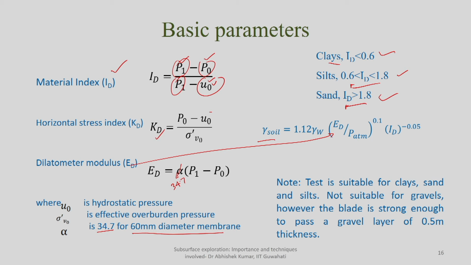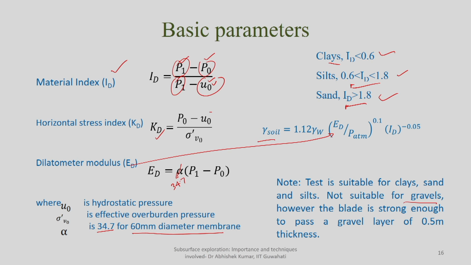It should be strong enough, because it is pointed, so that you are able to break the gravel and pass it, and then if a deeper layer again has sand, silt and clay, you can perform the test. Rather than bringing the entire assembly out and going for any kind of boring, you can proceed. So though you cannot do the test in gravel, the blade should be strong enough to pass or break the gravel so you can go to deeper depth. Generally for gravel of 0.5 meter thickness, the blade should be capable of crushing, breaking or handling any other disturbance.